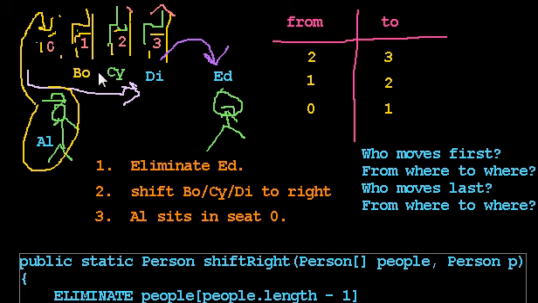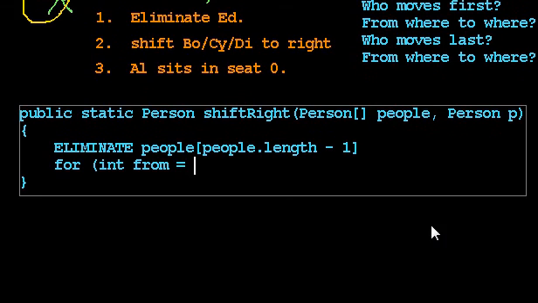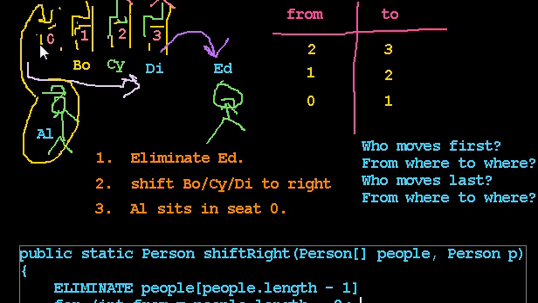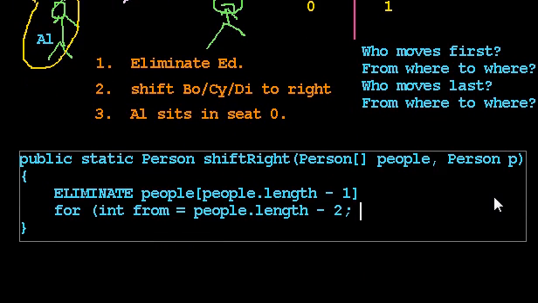Right? This is psi moving from the second to last seat into the last seat. We move from the second to last seat. So the second to last index is people.length minus 2. Then to answer the next question, we need to know who moves last and where do they move. So the last person to move is the person in seat 0. They move from seat 0 to 1. So the last person is moving from seat 0.